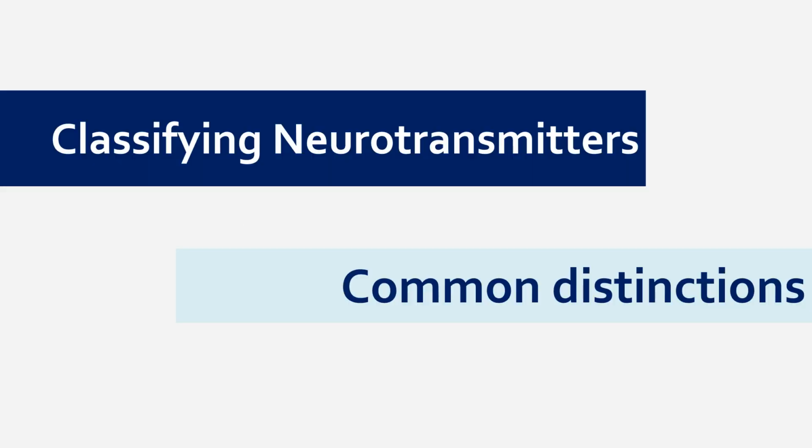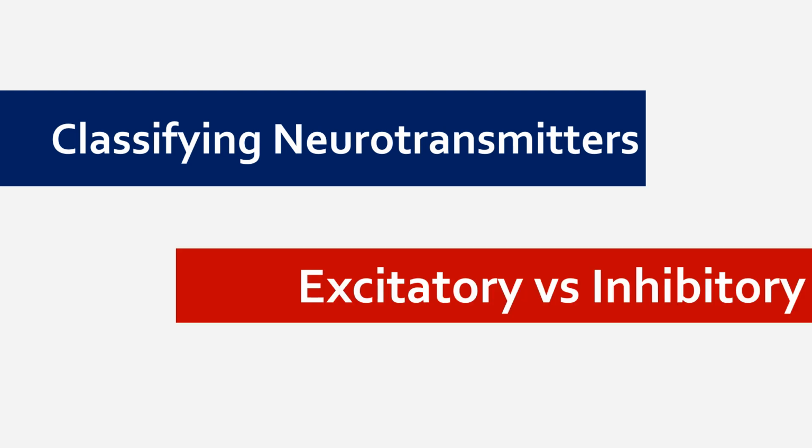Okay, now we're going to talk about how neurotransmitters are classified. Again, the textbooks have lots of different ways in which neurotransmitters are classified. We're just going to talk about two of them. One of them is classifying neurotransmitters into excitatory and inhibitory. This is a very straightforward but very important distinction between major classes of neurotransmitter, in particular glutamate, which is an excitatory neurotransmitter, and GABA, which is an inhibitory neurotransmitter.